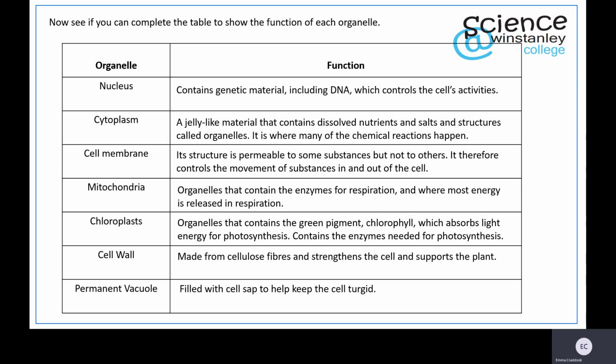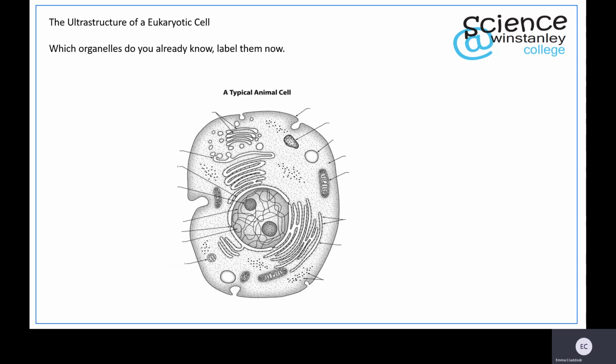The cell wall in a plant is made from cellulose fibres and strengthens the cell and supports the plant. And your permanent vacuole is filled with cell sap to help keep the cell turgid. Again, chloroplasts, the cell wall, and the permanent vacuole are only found in plant cells. So these are your GCSE definitions, and these are the organelles that you would have learned about at GCSE. But at A-level, we have some more to learn about, so let's have a look at them now.